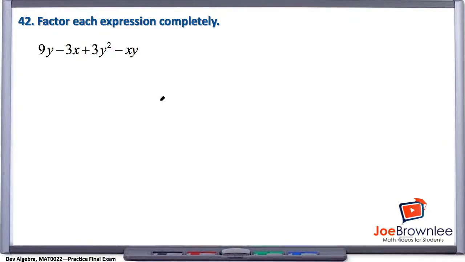Number 42, we're told to factor the expression completely, and we've been given 9y minus 3x plus 3y squared minus xy. And as we've discussed in previous videos, there are two questions we always have to ask ourselves when we are factoring. Question number one, is there a GCF in your expression? If there is, you have to factor it out.